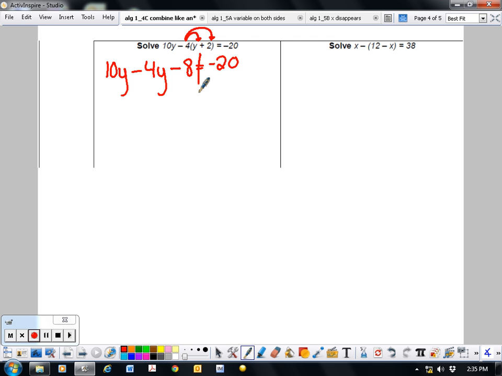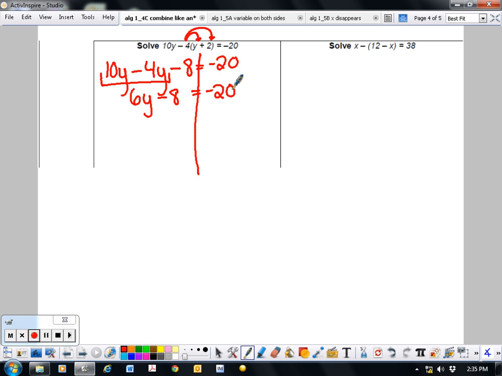So now I'm going to draw my line because I kind of moved everything over. I still have two of the y's on the same side. So I have this 10y minus 4y, so I'm going to combine those. 10 minus 4 gives me 6, so this becomes a 6y. That minus 8's hanging out. The minus 20's hanging out. Now I can move everything away.